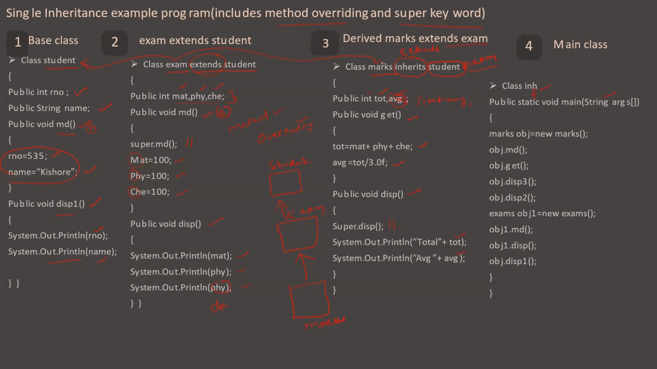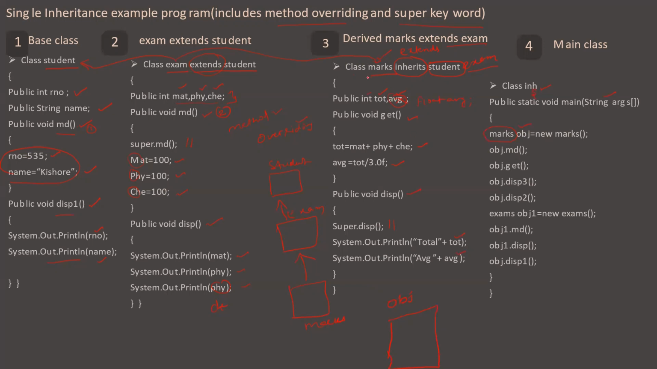Now you are creating an object for your marks class, right? So let me write, I'm creating an object for your marks class. So what all the things will be present in this object? The object is created for marks, so all the properties in marks will be present in your object.